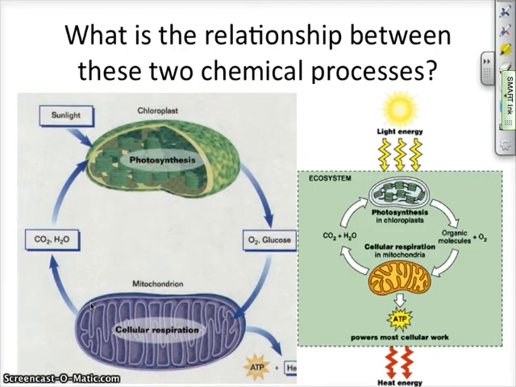Here's another image showing this balance in the ecosystem of photosynthesis that happens in plants, providing energy for all living things in the process called cellular respiration, which powers most cellular work, and it also produces some heat energy. So notice you've got different forms of energy being used and produced in this reaction.